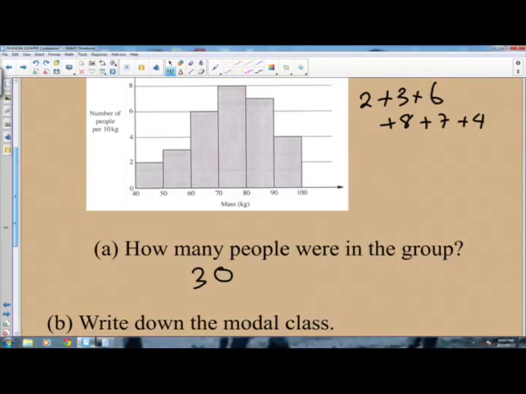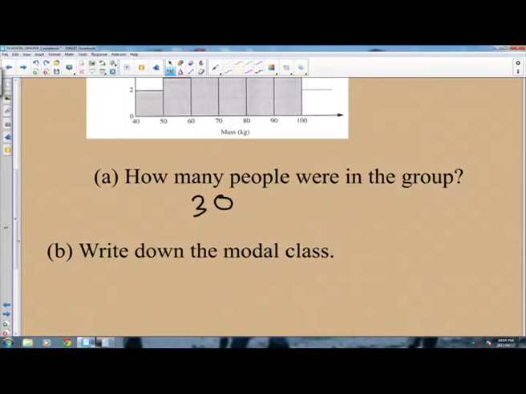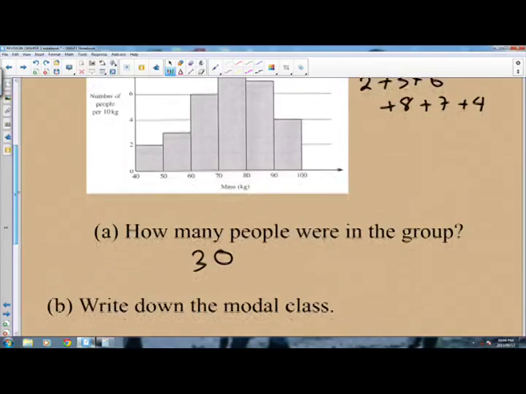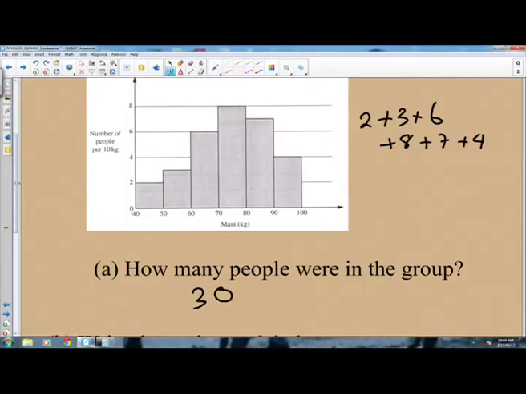And then part B: write down the modal class. How do we find a modal class from a histogram? We just have to look at the bar with the highest frequency. To locate it, we look at the bar that is the tallest among these. We can see that the bar which has the frequency 8 is the highest among all these. So this is the bar for the group 70 to 80.